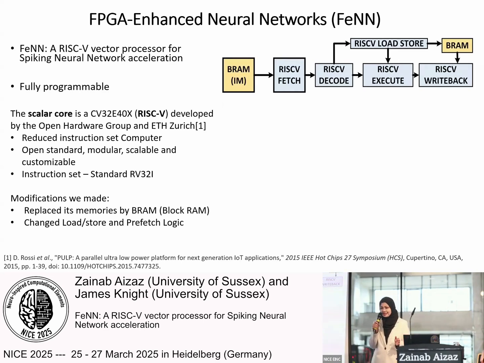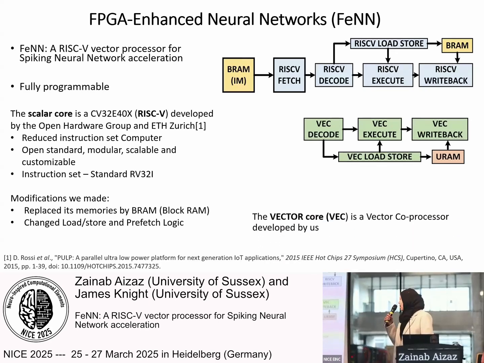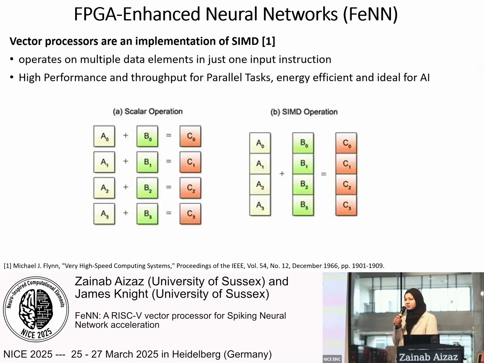Originally, it's designed for ASIC, but we fit it on FPGA, and so we changed its memory, its load and store structure, and its prefetch logic as well. The part of FeNN which is completely developed by us is a vector coprocessor, which is a coprocessor to RISC-V, and we have developed it completely. It's developed in SystemVerilog.